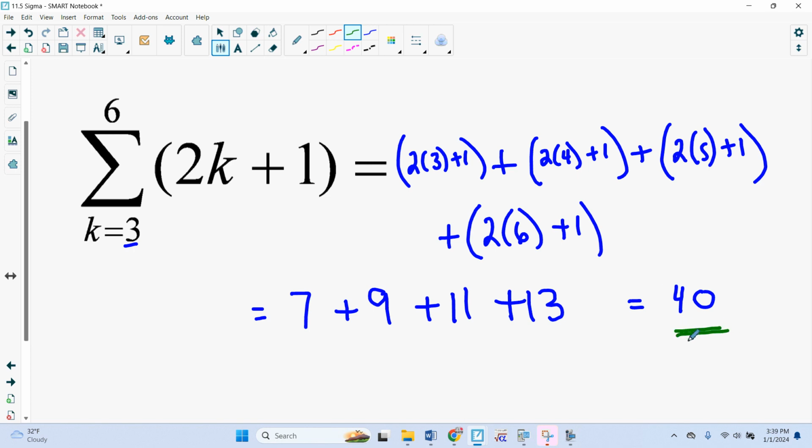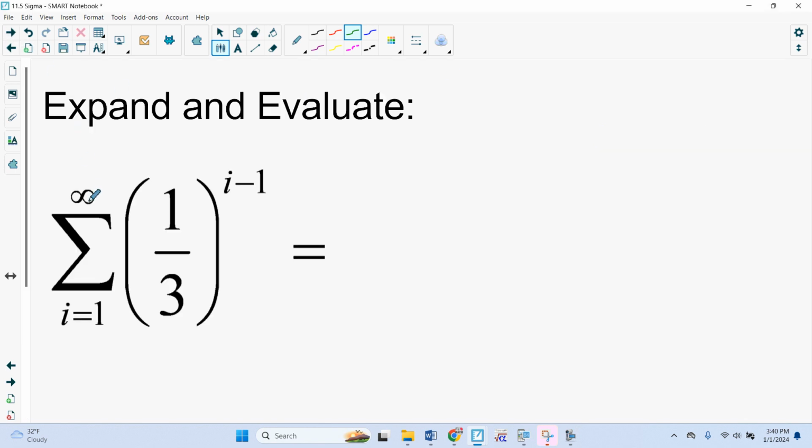I know many of you may remember from doing this before. Yes, we could get 40 from our calculator. However, we want to do the expanded form so we kind of know what we're doing and we know how to write this out. Now, let's say we don't have a top number. Let's say our top number is infinity. Well, obviously, we can't write out all of the terms.